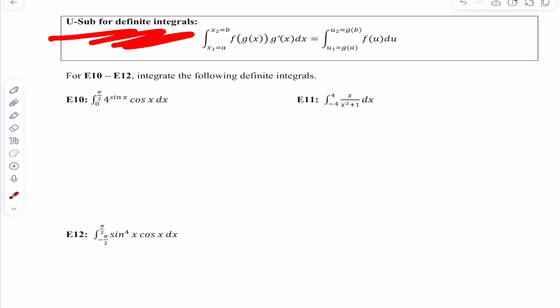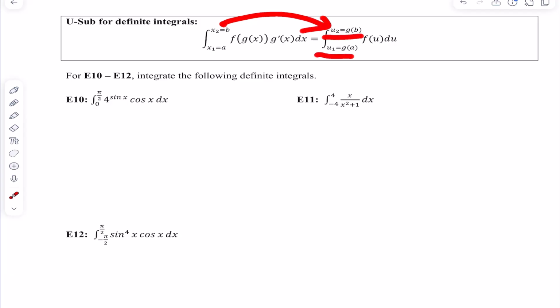Let's look at the U-sub for definite integrals. This result is extremely fascinating, as you can notice that the change in the x values here is going to be represented as u values over here. In other words, if you had a domain with x values, we're going to be able to convert them to a domain with u values.